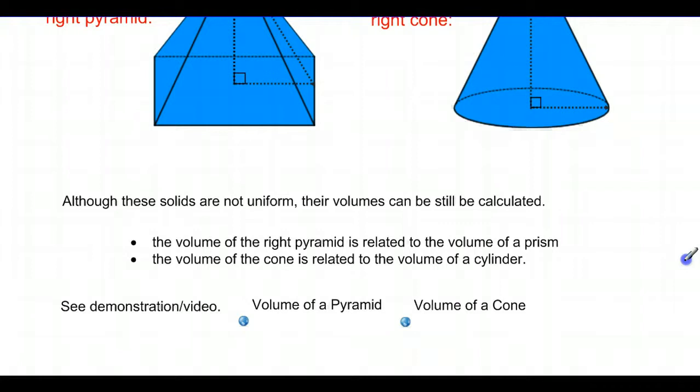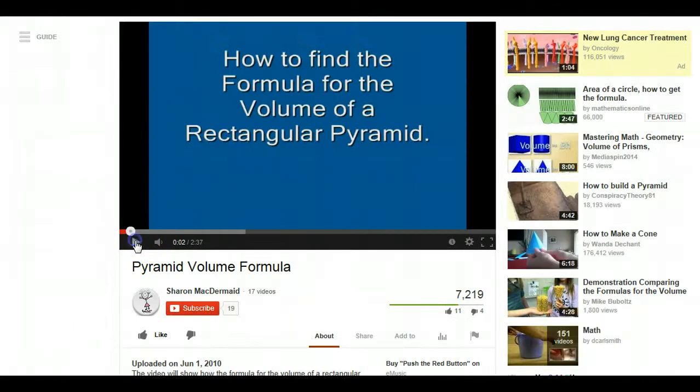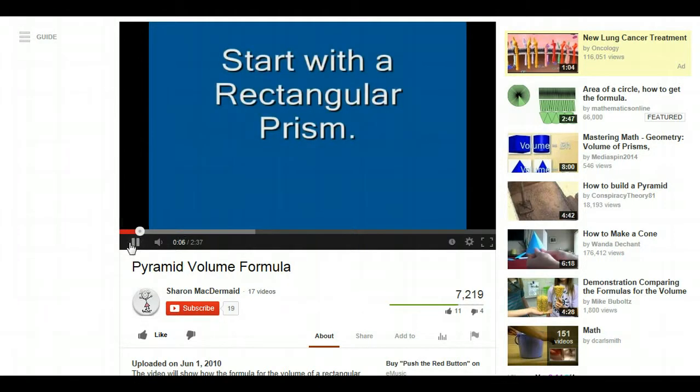Although these solids are not uniform, their volumes can still be calculated. The volume of the right pyramid is related to the volume of a prism, and the volume of a cone is related to the volume of a cylinder. It wants us to see a demonstration video, so let's see what happens if I click on that. I'm just going to pause here while stuff happens. Okay, I'm watching this for the first time as well, so let's see what happens here.